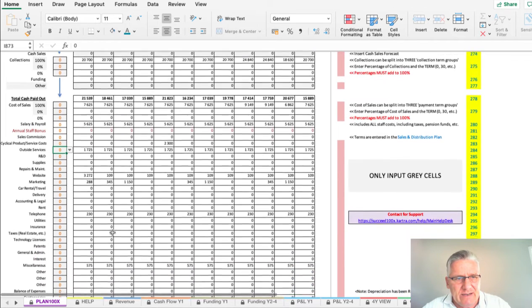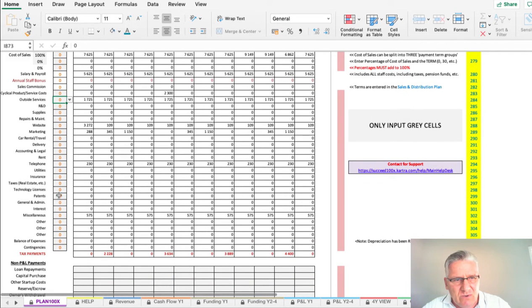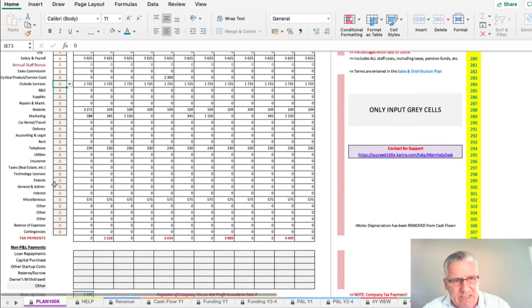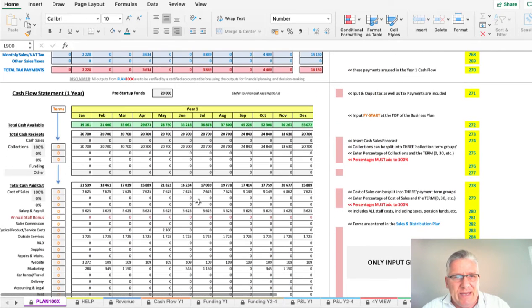Right, so moving on down, you can see all the way down we can put terms in. You probably won't have too many terms across all of these. I mean, rental is payable immediately, etc. If there are any other non-profit and loss payments that we need to put in, for example, loan repayments, capital purchase, other startup costs, then that's where these would go in at the bottom here. So at the end of the day, we end up with a cash flow. Obviously, what we're looking for is green. We want it all to look good.